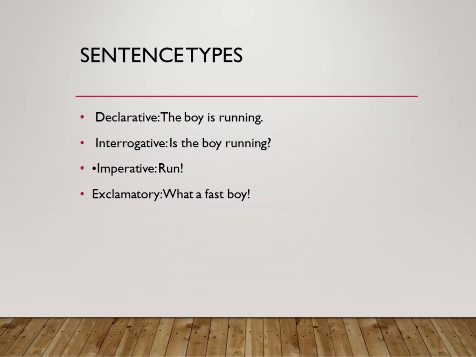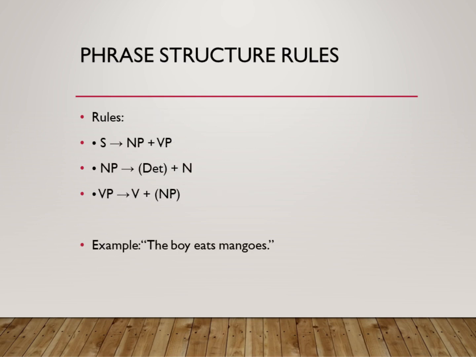Phrase structure rules. In generative grammar, according to Noam Chomsky, we propose phrase structure rules to describe how sentences are formed. For example, a sentence consists of a noun phrase plus a verb phrase. A noun phrase may contain a determiner and a noun. A verb phrase may contain a verb and a noun phrase.